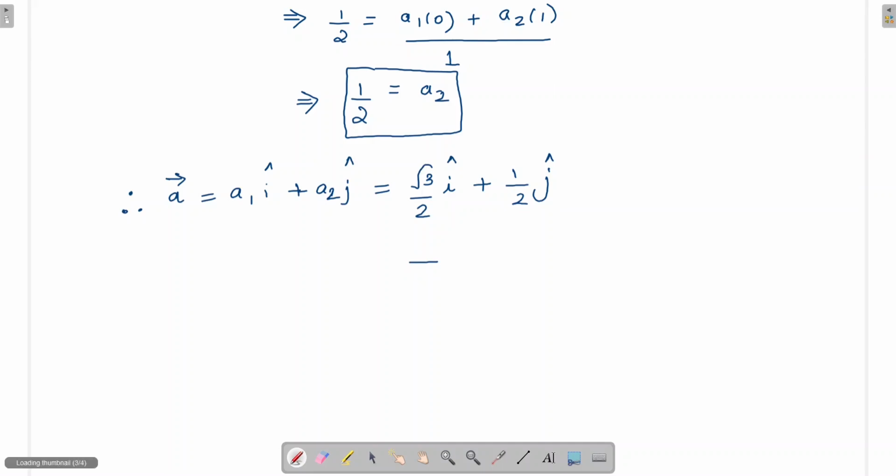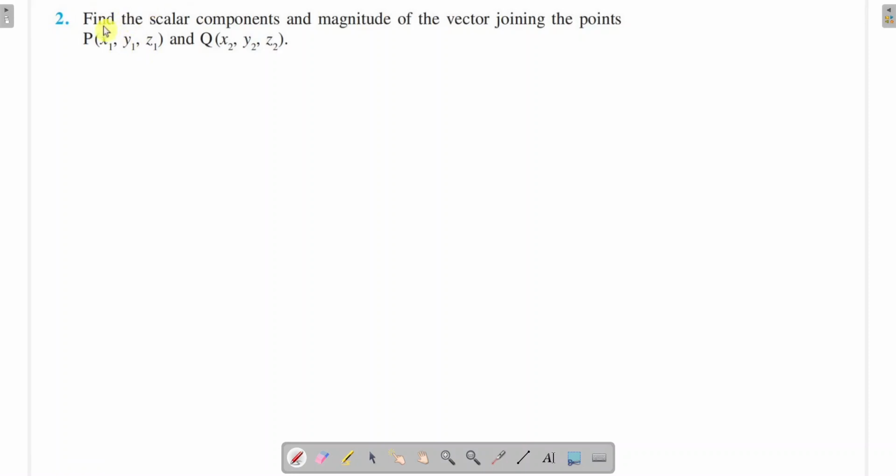Now let us go to the second problem. The problem is: find the scalar components and magnitude of the vector joining the points P(x1, y1, z1) and Q(x2, y2, z2). So what we have to find is the scalar components and magnitude of the vector joining these 2 points. Solution: you know the formula for the vector joining 2 points, so that formula we have to use here.